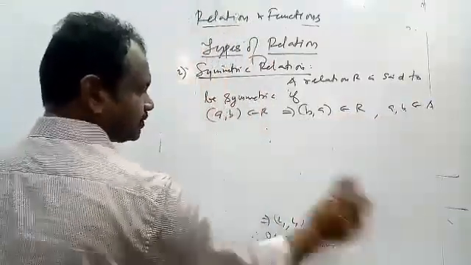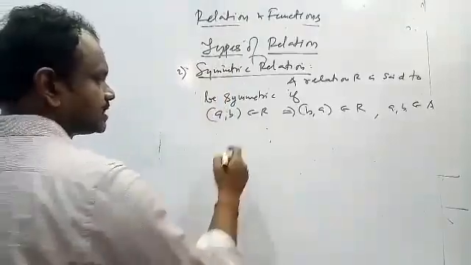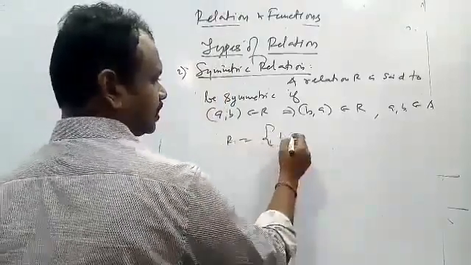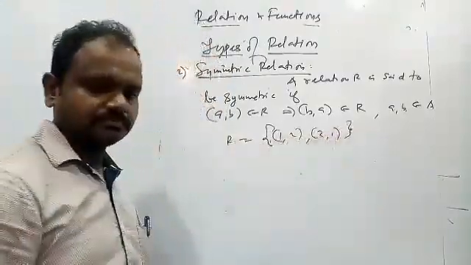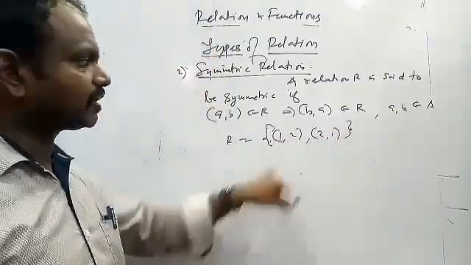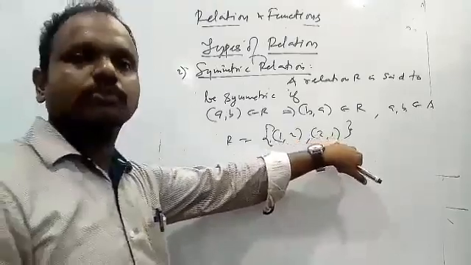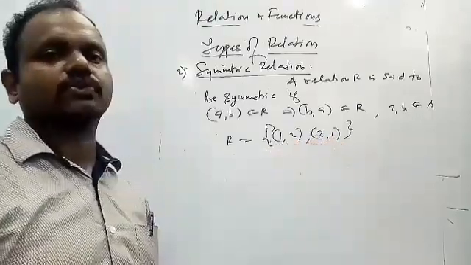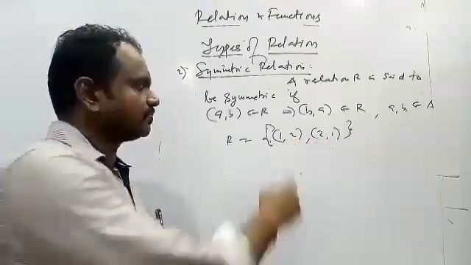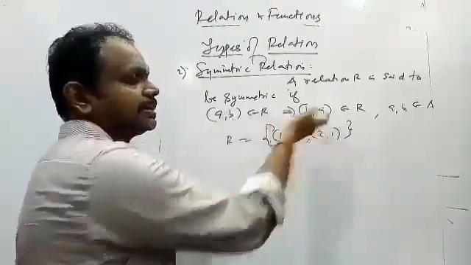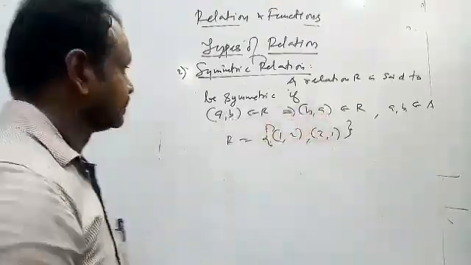So we'll take an example for this. Suppose I am writing R equals 1 comma 2 and 2 comma 1. So you can see that the element 1 comma 2 is there, that means 2 comma 1 should also be there. Then the relation is said to be a symmetric relation. Is it clear what is a symmetric relation? If A comma B is there, then B comma A should also be there.